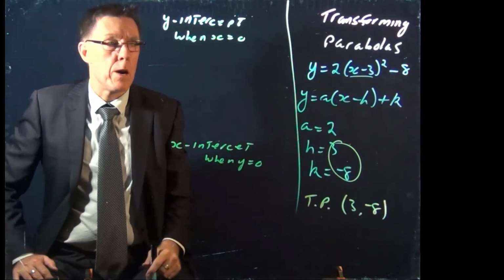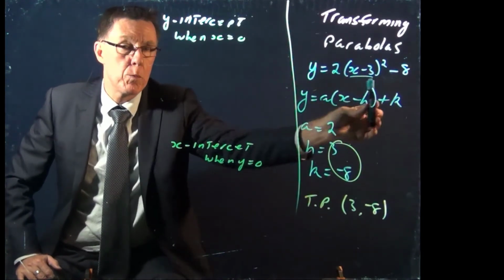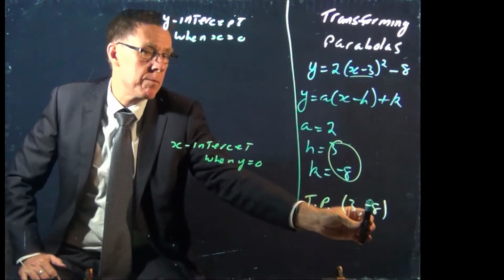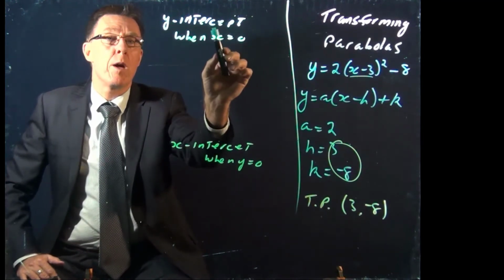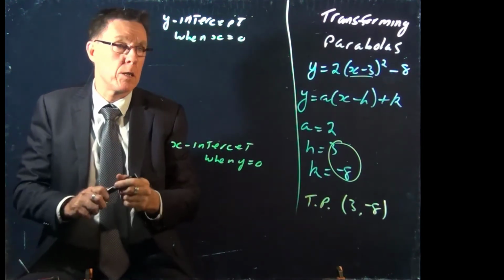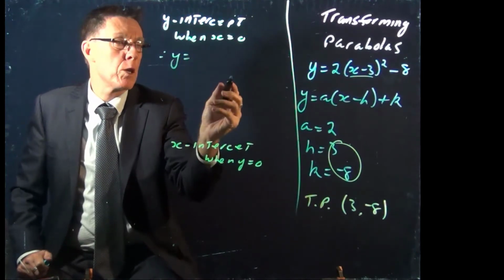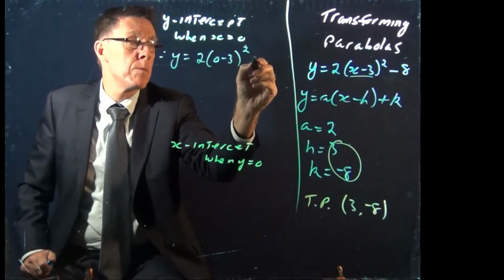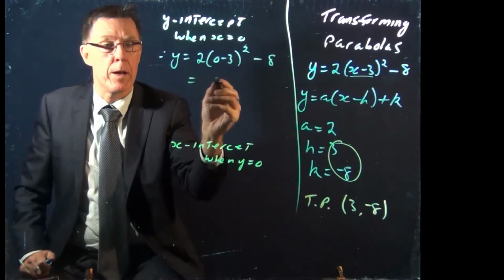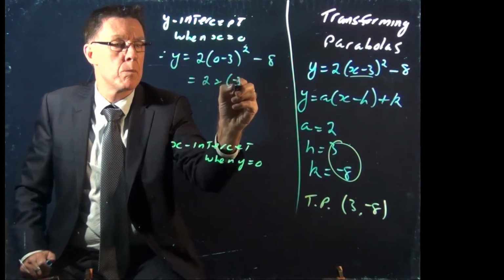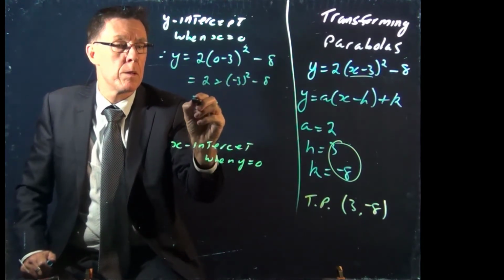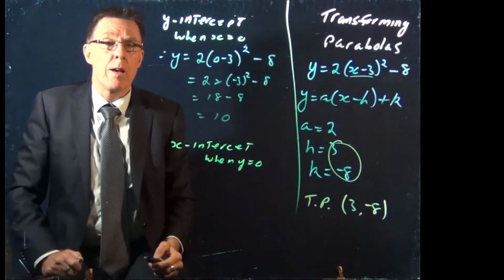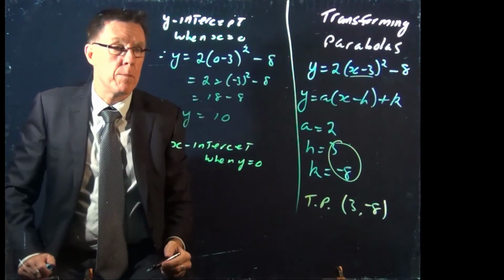Now, let's have a look at these two scenarios. I've now already used this in its turning point form to read off that the turning point of this particular quadratic is at (3, -8). So I'm now going to find where it cuts the y-axis. That is when x is equal to 0. So therefore my y is going to be equal to 2 outside of 0 minus 3 squared, take away 8. And just evaluate that. So this is going to have a y-intercept at positive 10.